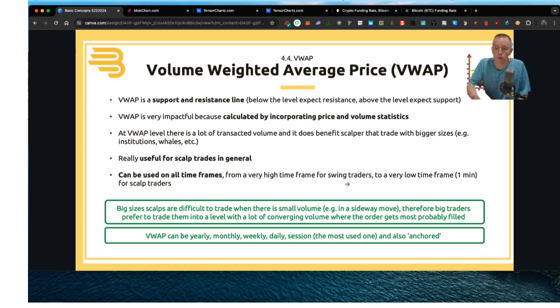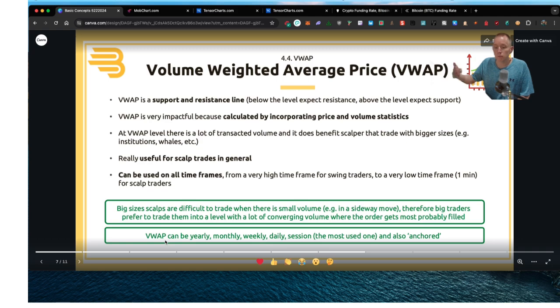On a DEX, but also on a CEX, the volume will be lower, maybe because it's new or there's not much awareness, whatever the case. Somebody scalping, or anybody making a larger order, is going to look for where there's lots of volume and liquidity in order to make those trades without affecting the price too much. And the vWAP can be yearly, monthly, weekly, daily, or session. I think you get the idea.